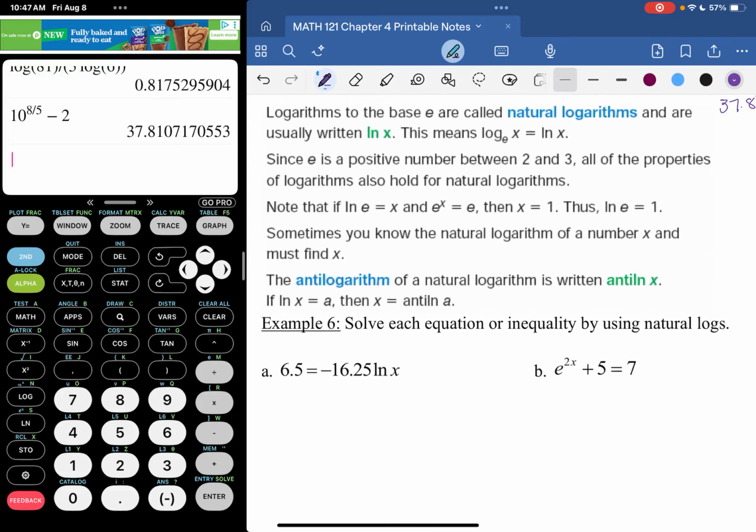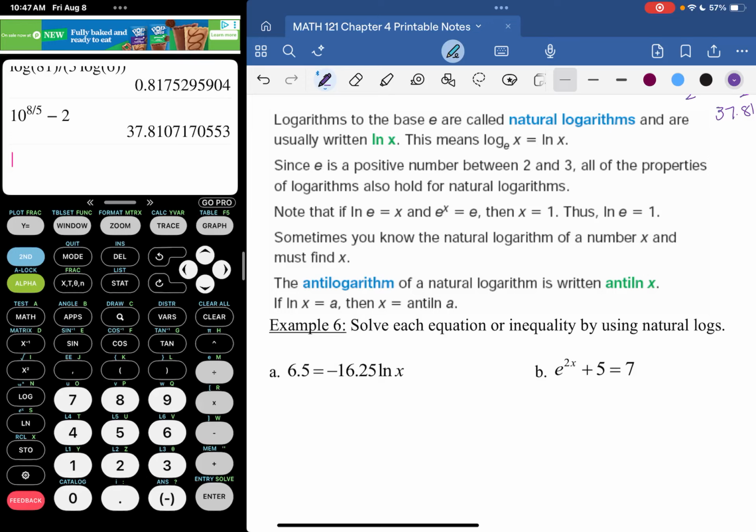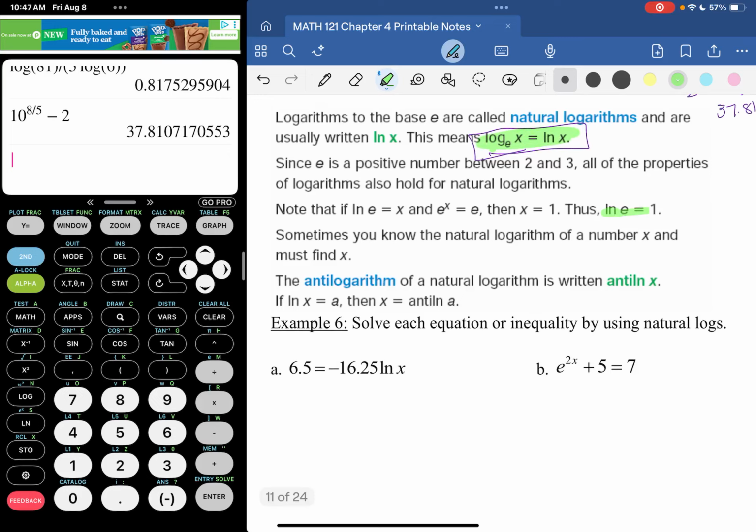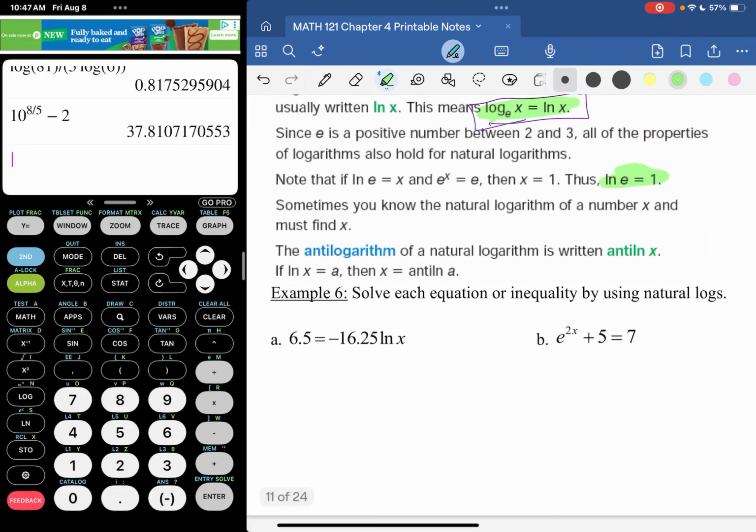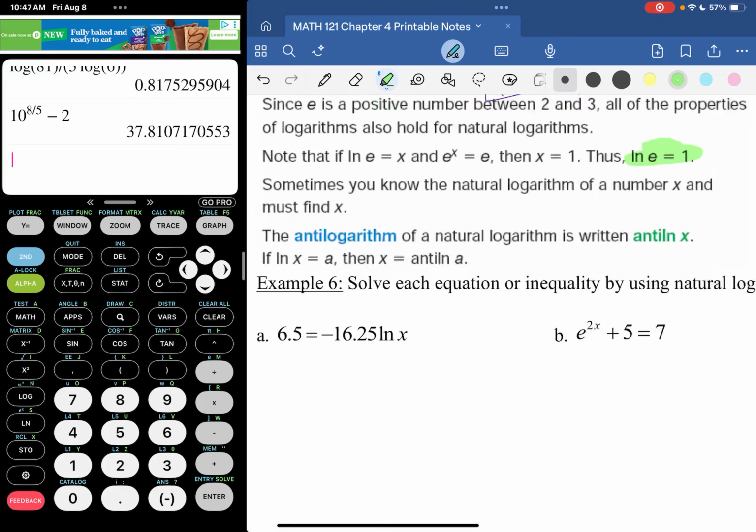Okay. The next thing we're going to talk about is natural logs. Natural logs are log base e, and they just put it as ln. Ln of e will cancel each other out. Okay, that's it. And my natural log button is right underneath my log button. So it says solve each equation or inequality by using natural logs.